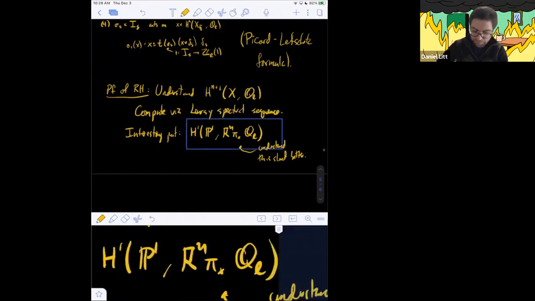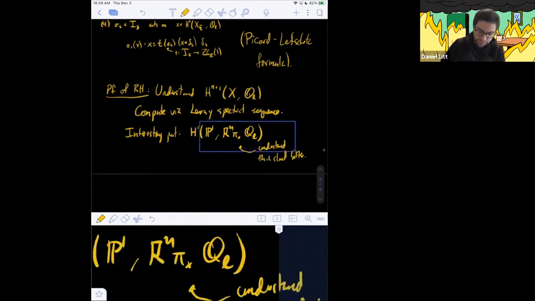One is H0 of P1 with coefficients in R^{n+1} π lower star Q_ℓ. The other one is H2 of P1 with coefficients in R^{n-1} π lower star Q_ℓ. And those will be sort of easy to understand via the induction hypothesis and the Lefschetz hyperplane theorem. Does that help, Jose?